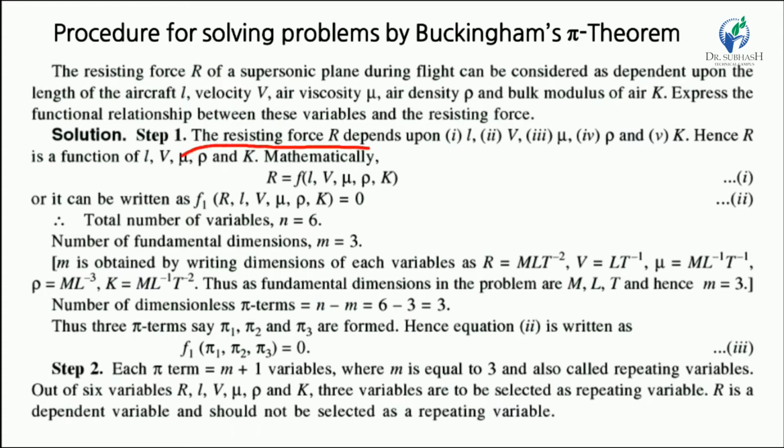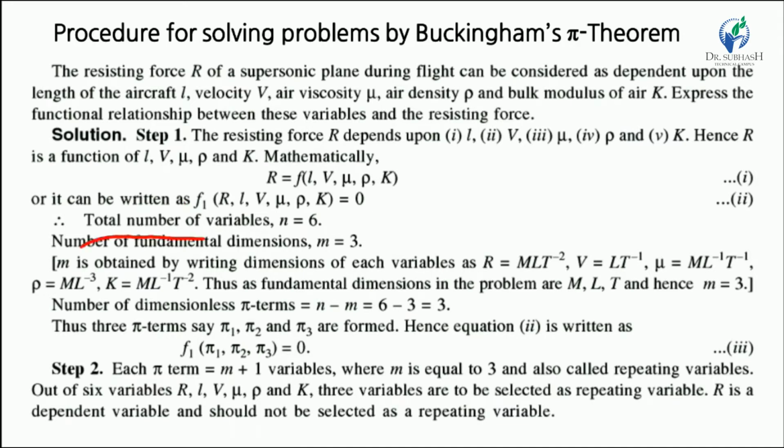First of all, the resisting force R depends upon the length of the aircraft L, velocity V, viscosity mu, air density rho, and bulk modulus K. Hence, mathematically, R is a function of L, V, mu, rho and K. So R is equal to a function of L, V, mu, rho, K. It can also be written as a function f1 of R, the resistance force, L, the length of the aircraft, V, the velocity of air, mu, the viscosity of air, rho, the density of air, and K, the bulk modulus, is equal to 0.